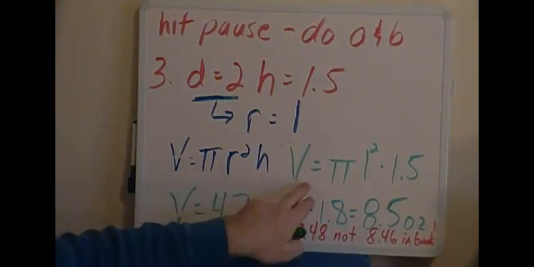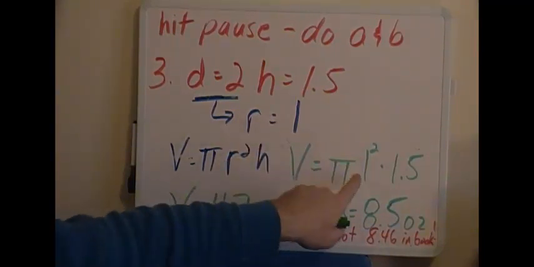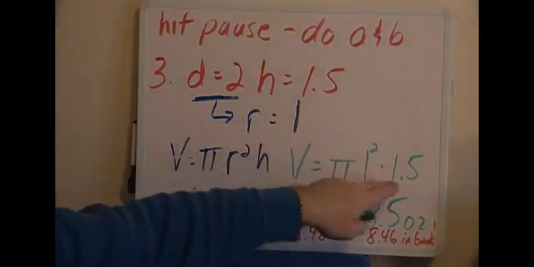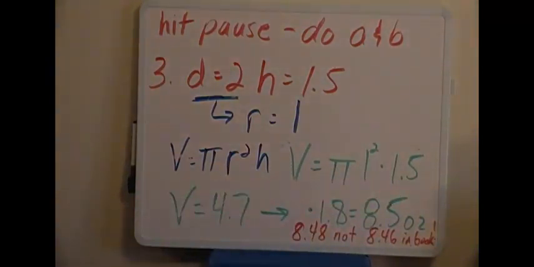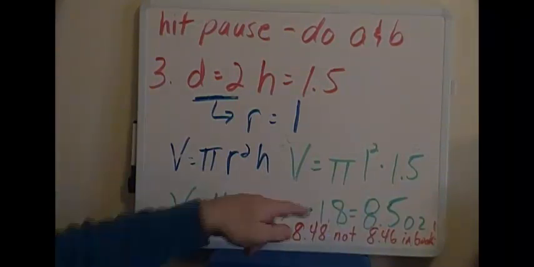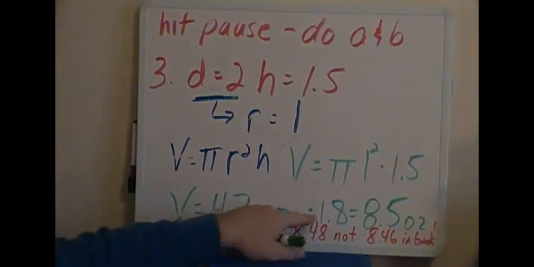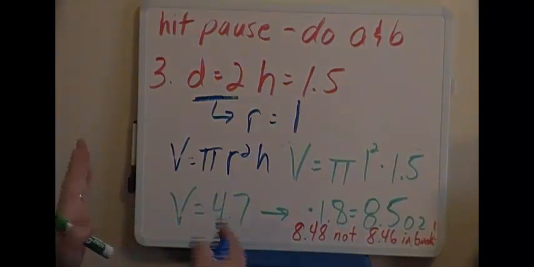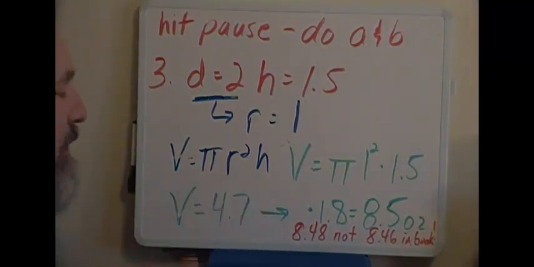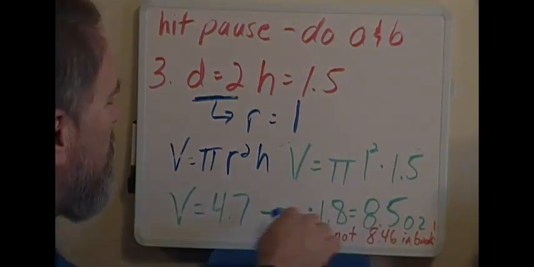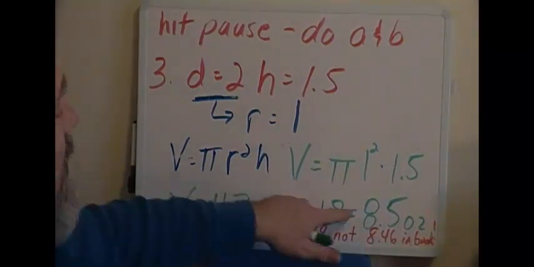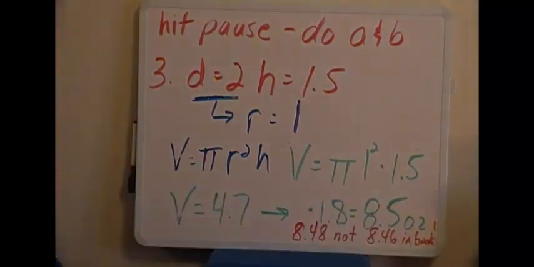Volume equals pi times the radius, 1 squared, times the height of 1.5. Plug it right into the calculator, and you're going to get 4.7. Notice it says 4.7 in the book, and we'll talk about that in a minute here. Then you take your 4.7, and because the word problem said that it was 1.8 ounces per square inch, we have to multiply by that factor of 1.8 ounces to find out how many ounces this much volume of that would weigh. So that's why we multiply by the 1.8. And our rounded answer is 8.5 ounces, and I agree with that with the book.